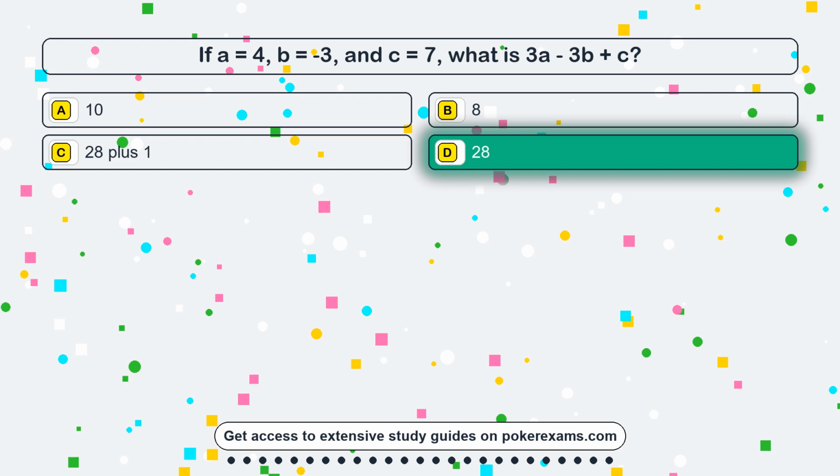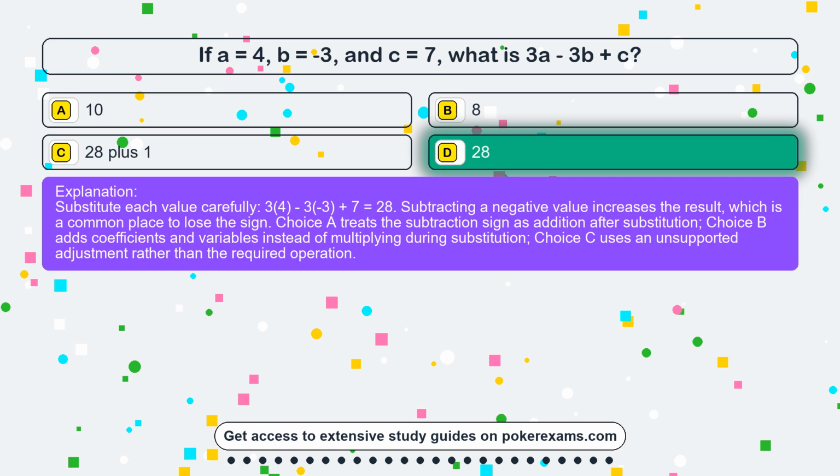The correct answer is option D, 28. Substitute each value carefully. 3 times 4 minus 3 times minus 3 plus 7 equals 28. Subtracting a negative value increases the result, which is a common place to lose the sign. Choice A treats the subtraction sign as addition after substitution. Choice B adds coefficients and variables instead of multiplying during substitution. Choice C uses an unsupported adjustment rather than the required operation.